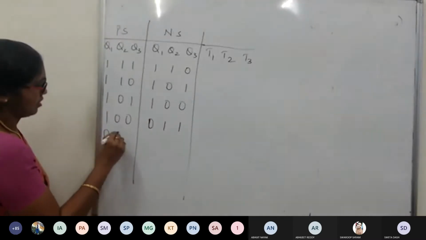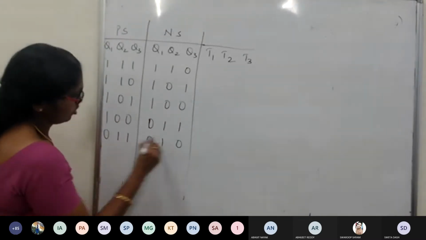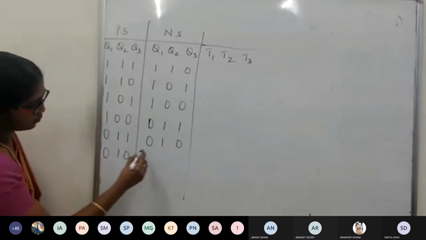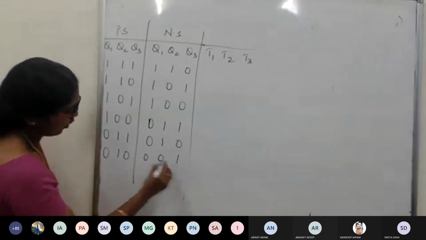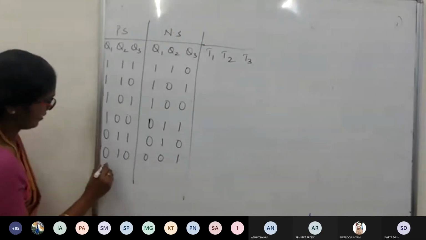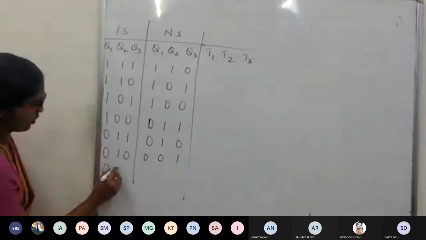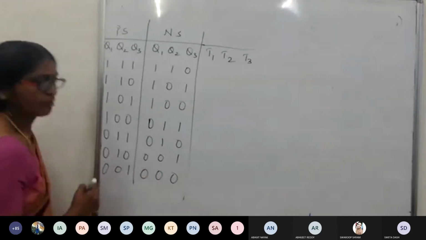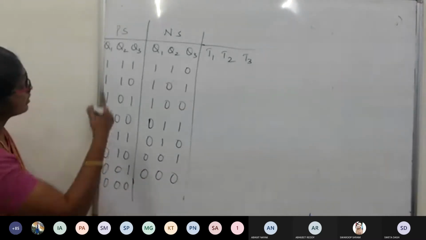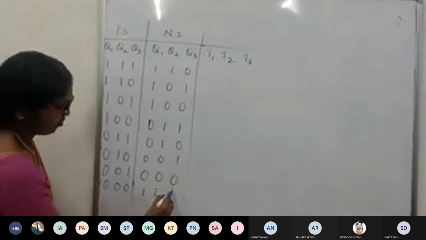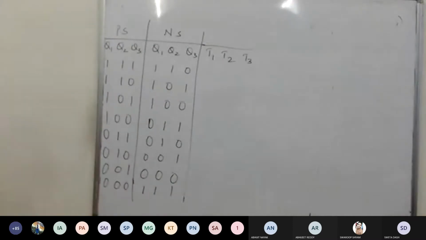3, 3, 2, 2. It is 1. It is 0. It is again 2. Now, do you feel it is a down counter?